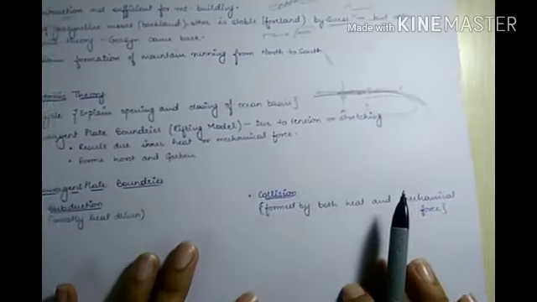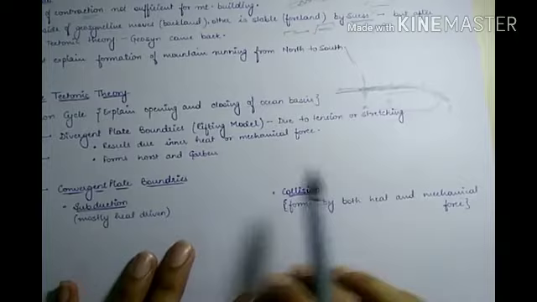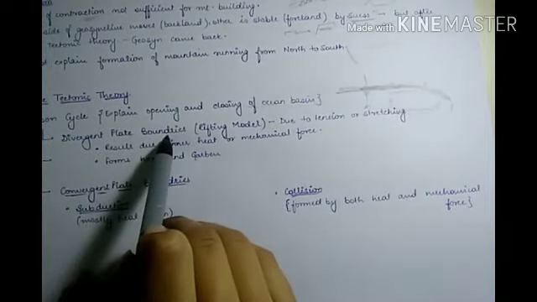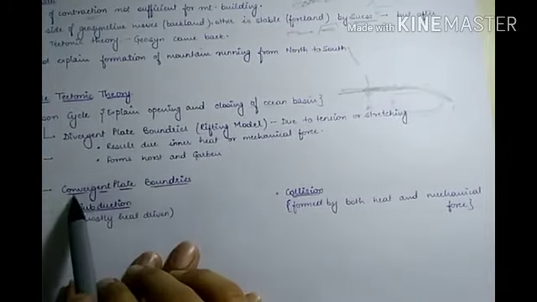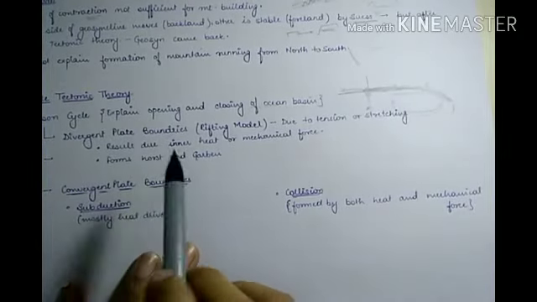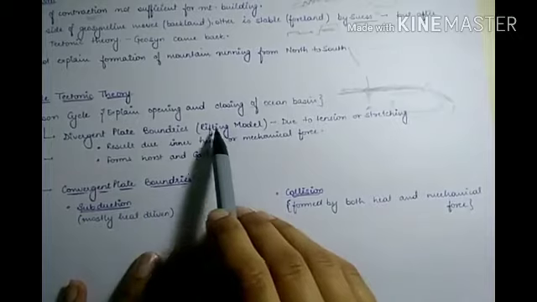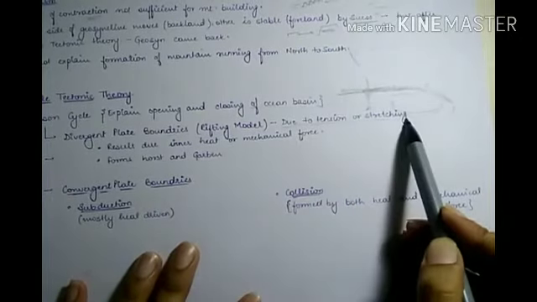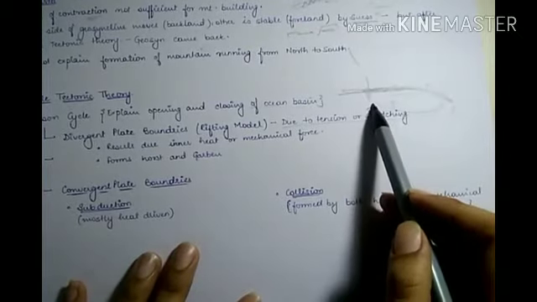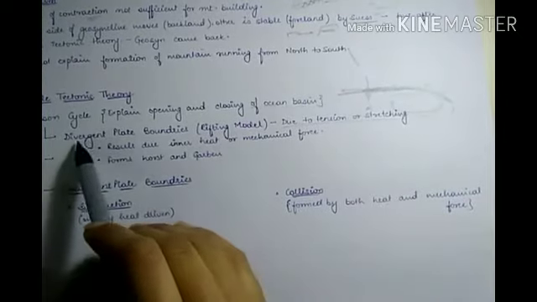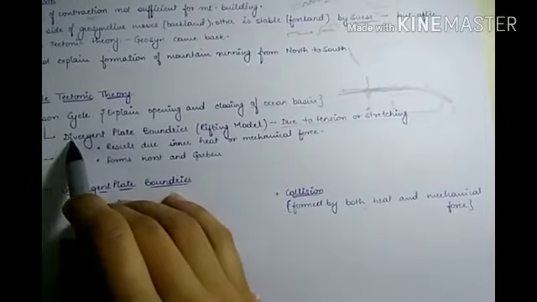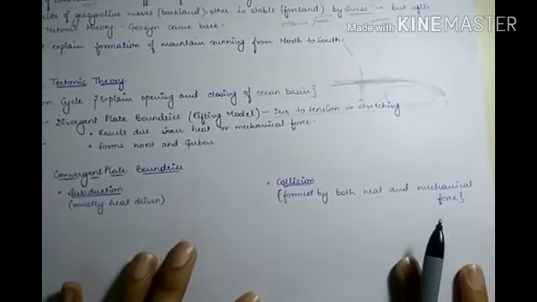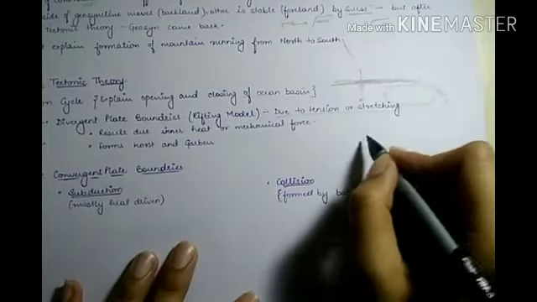Now the plate tectonic theory has two things: first is divergent plate boundaries or the rifting model, and second is convergent plate boundaries. Divergent plate boundaries are caused due to tension and stretching. I explained how volcanic mountains are formed, and now we will see how divergent plate boundaries are the reason for the formation of block mountains.